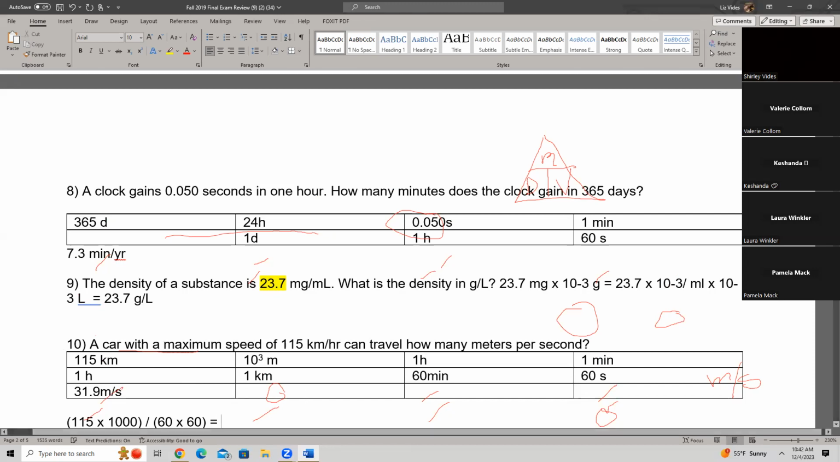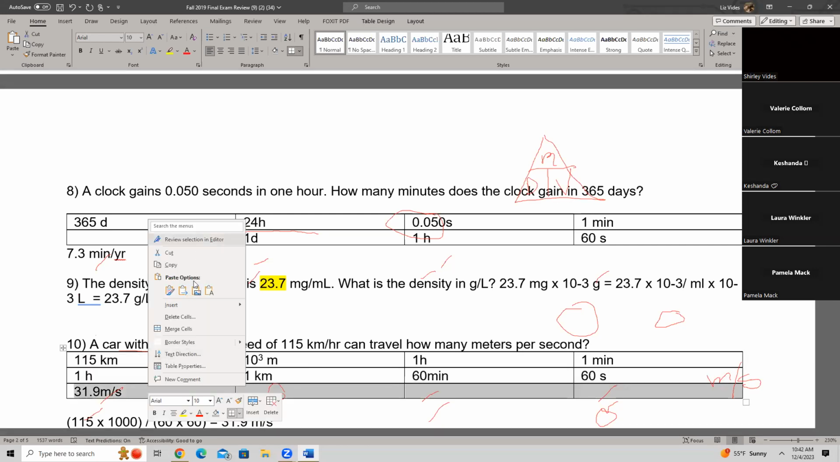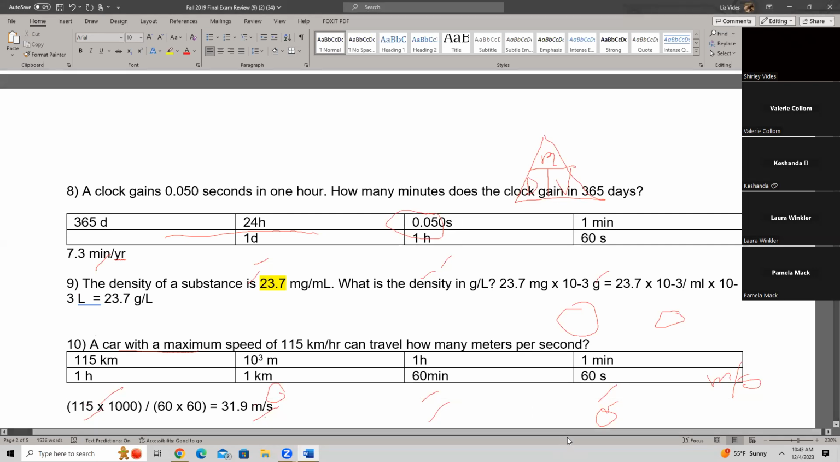I should give you that. I don't know why it always gives me a third row when I don't want one. Delete. Entire row. Yes, go away. There we go. All right.